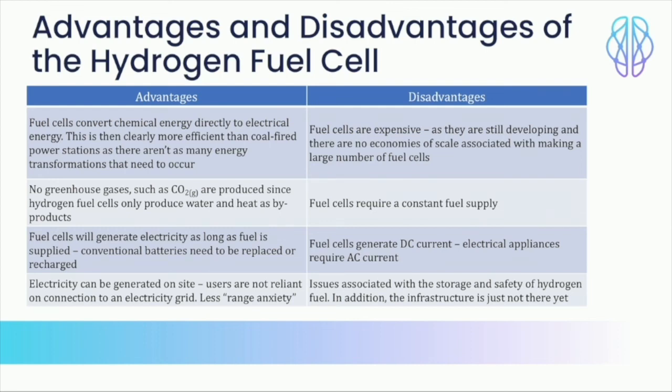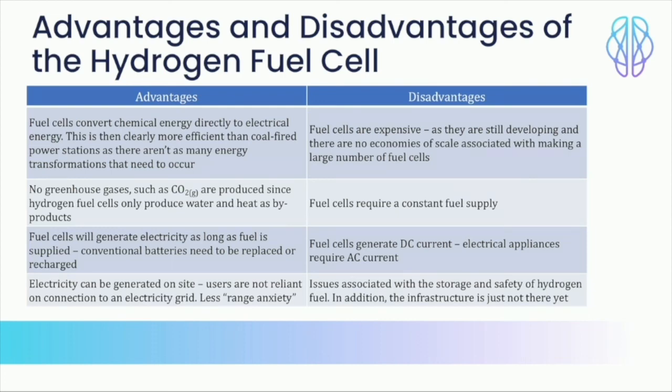Some disadvantages, on that note, is we do need a constant supply of fuel. So we do need hydrogen to be stored and emitted into the hydrogen fuel cell itself. On that note as well, as an extension, the infrastructure for hydrogen fuel cells just isn't there yet. There are a couple of fuel stations for hydrogen in Australia, but definitely not anything like a statewide or nationwide rollout just yet. They're incredibly expensive.